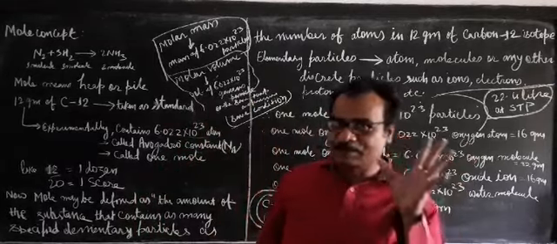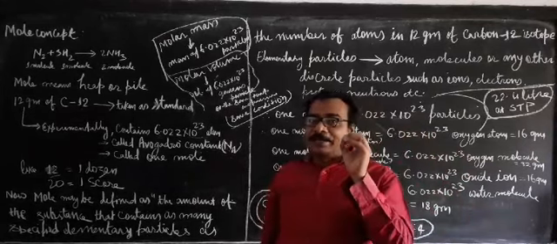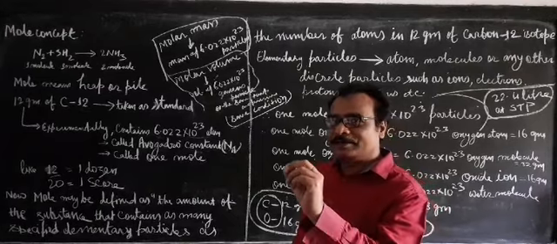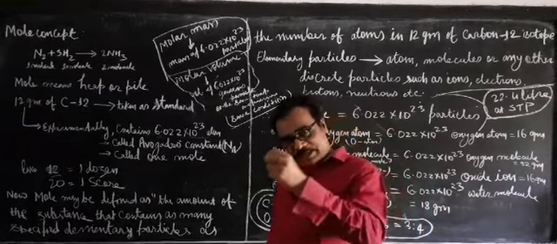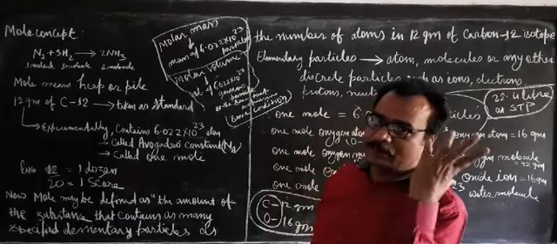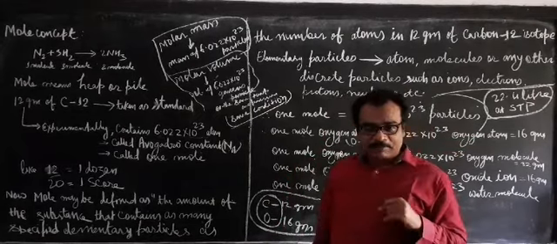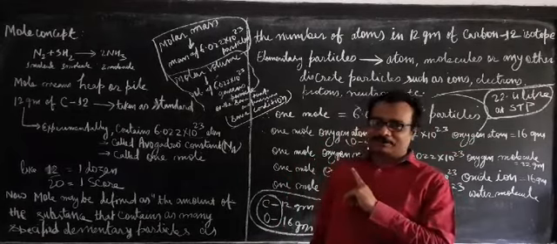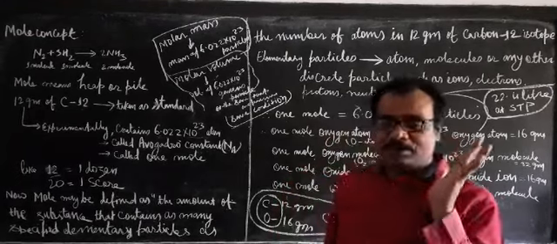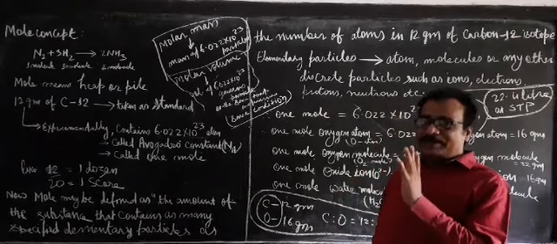Why is it called molar mass? Because atomic mass and molecular mass are taken for 1 mole. If you have taken 1 mole of molecules, then it would be molecular molar mass. If you have taken 1 mole of atoms, then it would be atomic molar mass. So both would be called molar mass. Why is it called molar mass? Because it is the mass of 1 mole. What is 1 mole? That is 6.022 into 10 to the power 23.